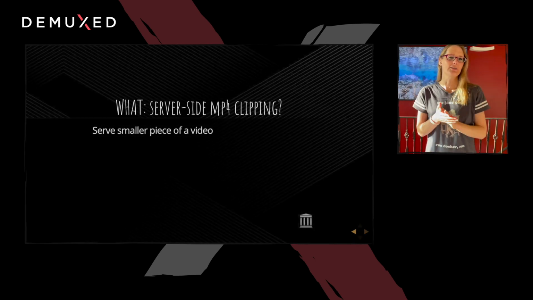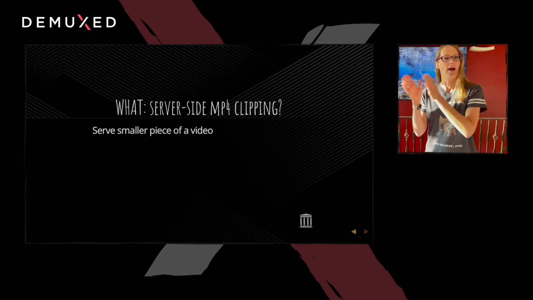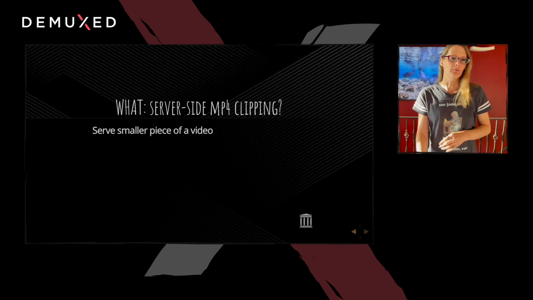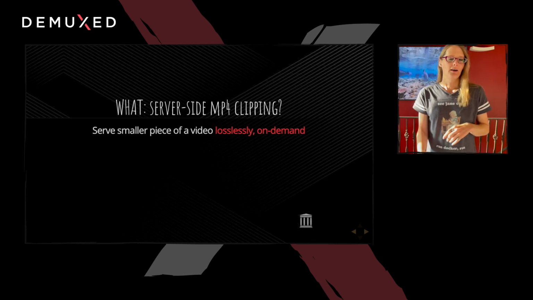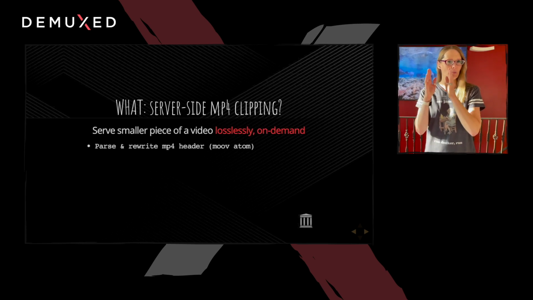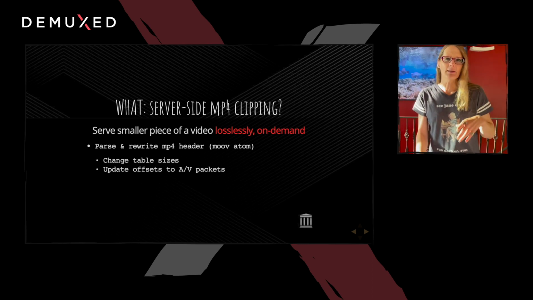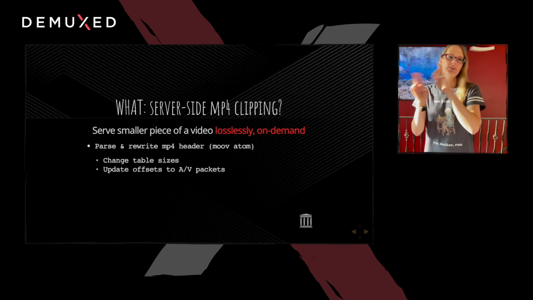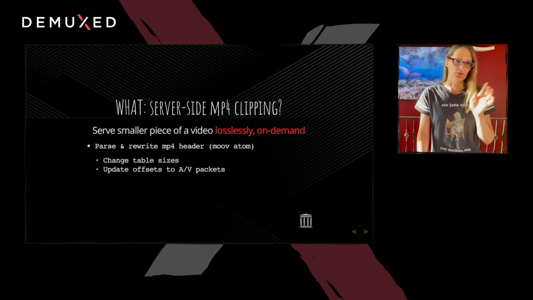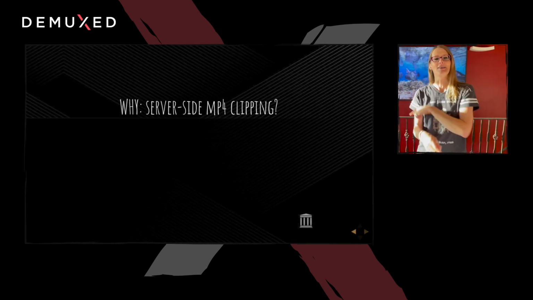So let's get right into it. What is server-side MP4 clipping? Well, it's basically taking an MP4 on the server backend and serving a smaller version of it, or a piece of it, losslessly on demand. And the way it does this is you parse and rewrite the moov atom, the header of the MP4. You rewrite some tables, do a couple different accounting changes and things like that, change the offsets to the AV packets, but you don't touch the AV packets, that's totally lossless, and you send out the smaller MP4 to the browser.